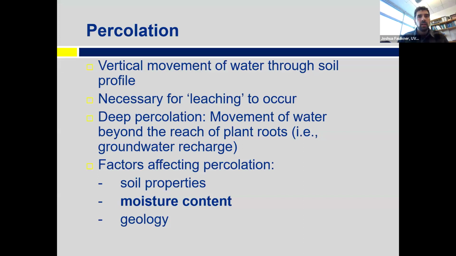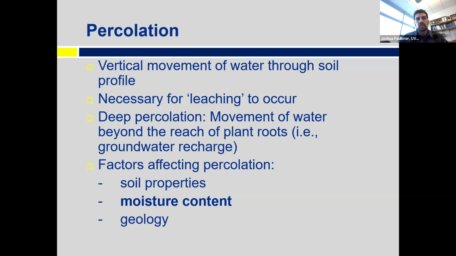Okay, next is percolation. As I said, percolation is different than infiltration. Infiltration is the entry of water into the soil, and percolation is the vertical movement of water through the profile. Percolation is maybe less important as we discuss runoff, but later on, when we think about irrigation and drainage, percolation becomes more important. I just want to review a few key concepts around percolation now, since we're discussing infiltration.